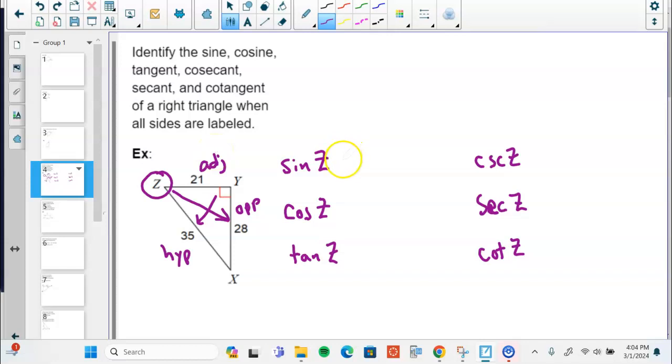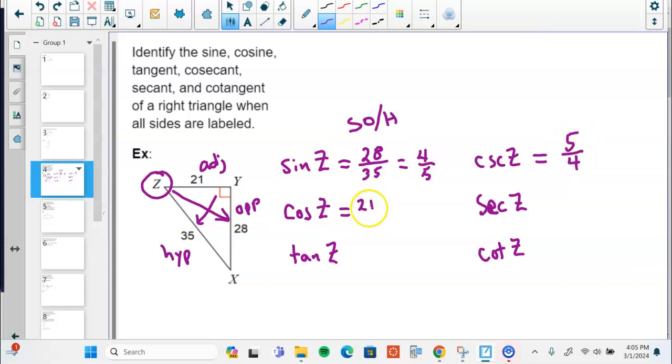Okay, so for angle Z, sine of Z is going to be opposite over hypotenuse. Remember the SO in SOHCAHTOA. Sine is opposite over hypotenuse. Okay, that reduces to 4/5. That's the sine of Z. Cosecant is the reciprocal of that, so it's 5/4.